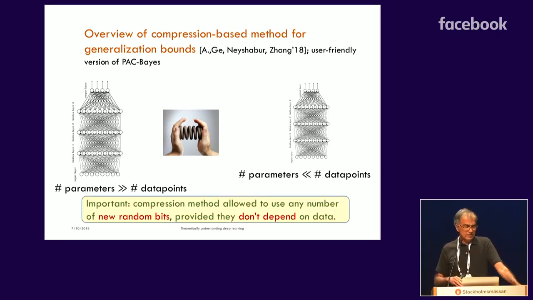And just as an aside, this has to do with the order of the sampling and so on that I mentioned earlier. The theory works if the compression method is allowed to use any number of new random bits, provided they don't depend on the data. Of course, many of you know that deep nets are compressible, and in fact that's how they put them on mobile phones and mobile devices these days. But those are more complicated compression methods, and we'll see that this one is very simple, and it has this property.